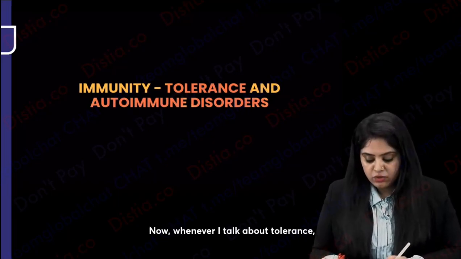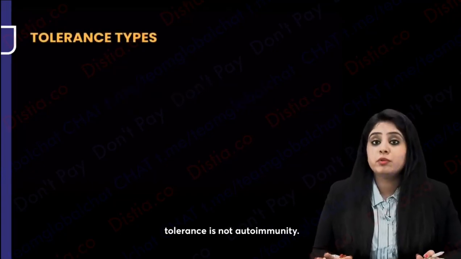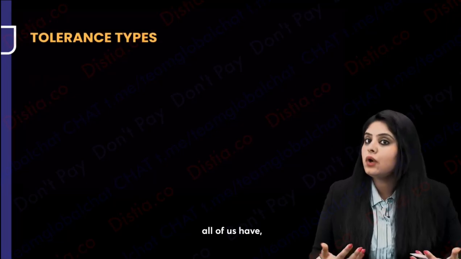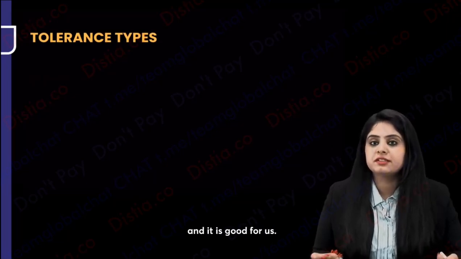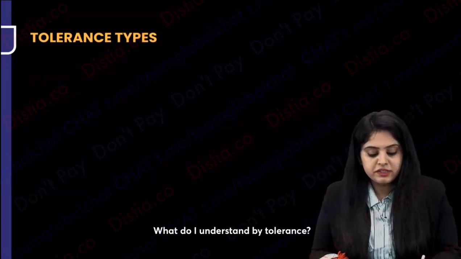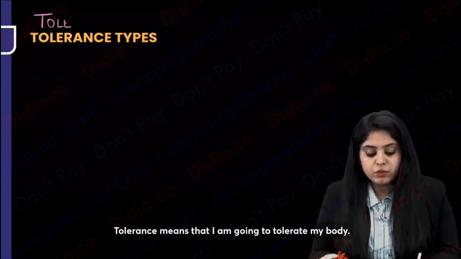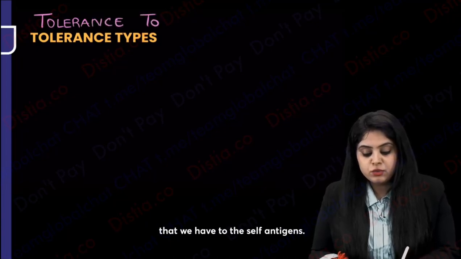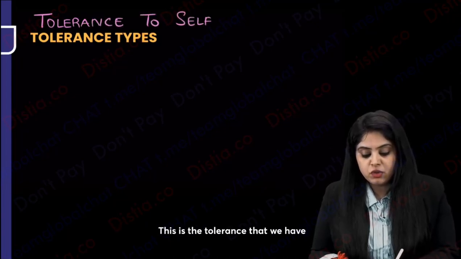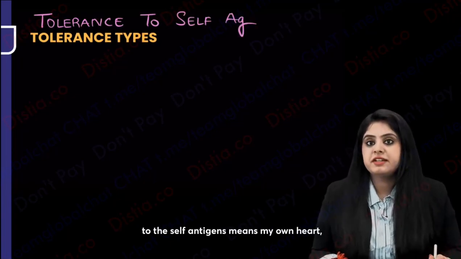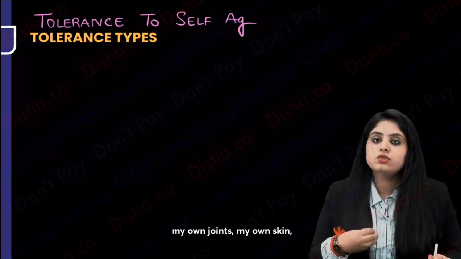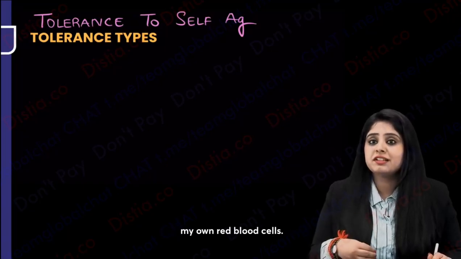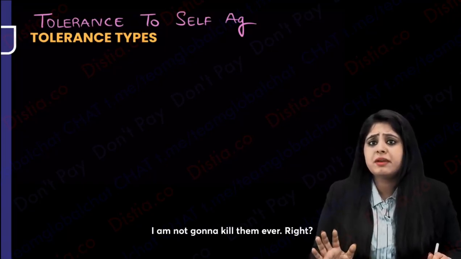Now whenever I talk about tolerance, tolerance is not autoimmunity. Tolerance is what all of us have, and it is good for us. What do I understand by tolerance? Tolerance means that I am going to tolerate my body. This is the tolerance that we have to the self-antigens. Means my own heart, my own joints, my own skin, my own red blood cells, I'm tolerating them. I'm not going to kill them ever, right?